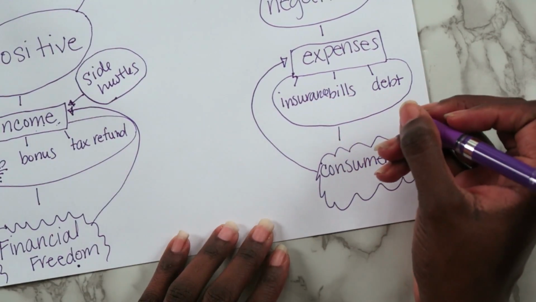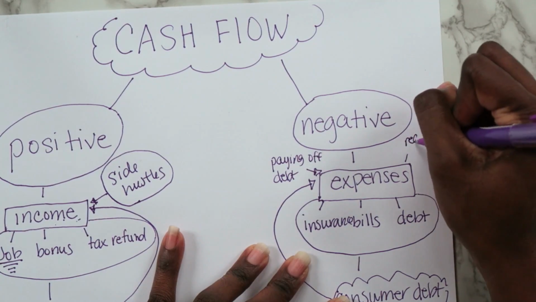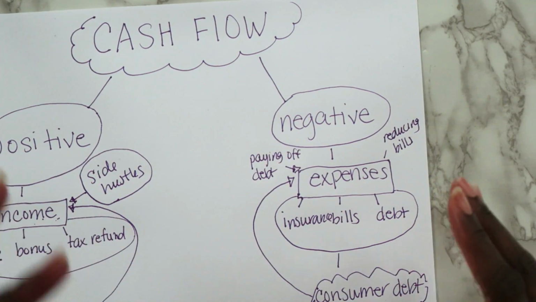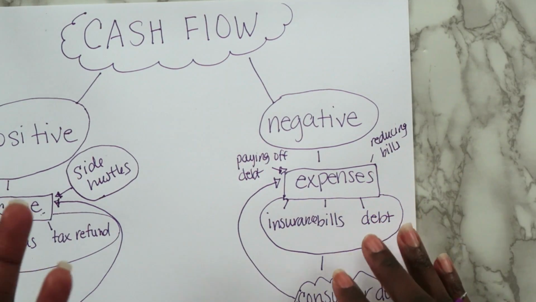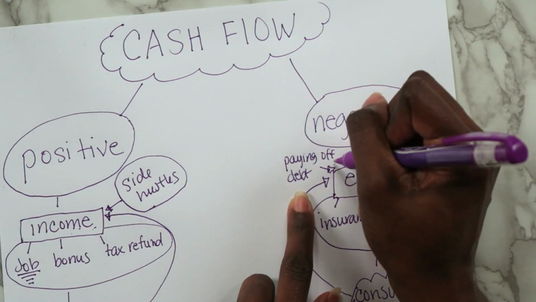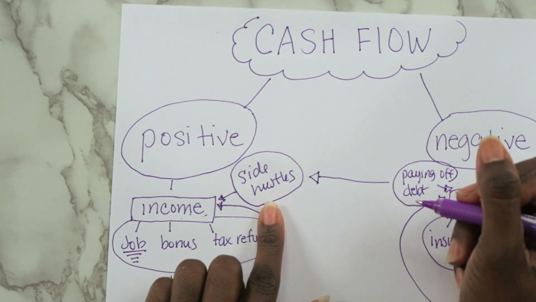So how you do that is paying off your debt, reducing your bills if you can. Just some of these we don't have control over, right? I mean, if you're already in debt, you're already in debt. You've already made those decisions, but you do have control in paying off your debt, and you can pay off your debt faster if you have a side hustle.